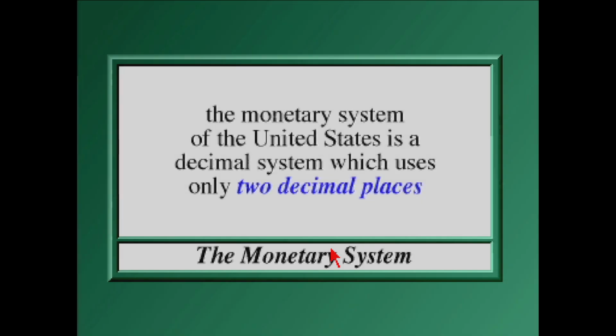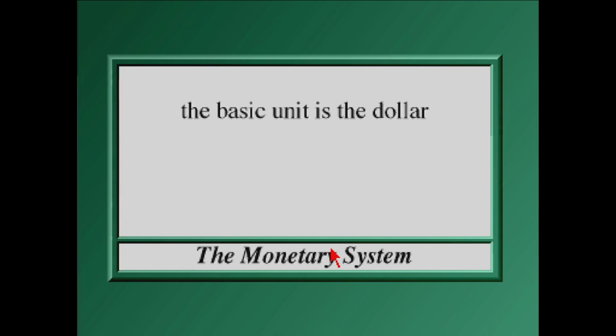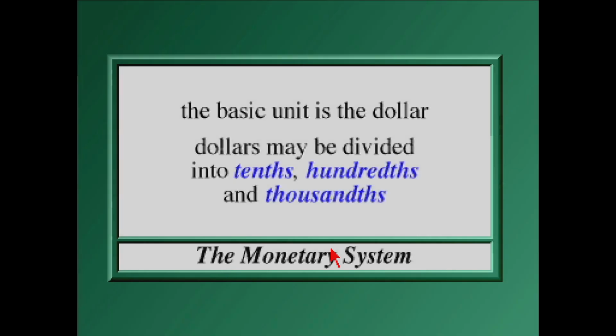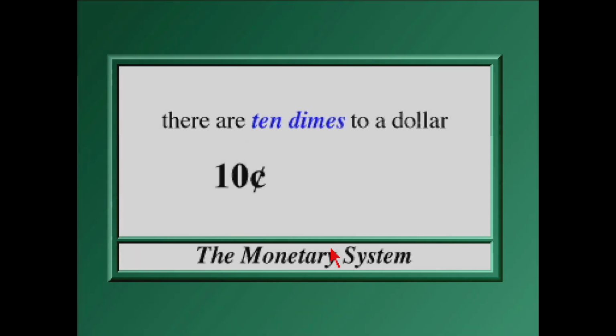The monetary system of the United States is a decimal system which uses only 2 decimal places. The basic unit is the dollar. Dollars may be divided into tenths, hundredths, and thousandths. There are 10 dimes in a dollar. 1 dime equals 10 cents, or 1/10 of a dollar.